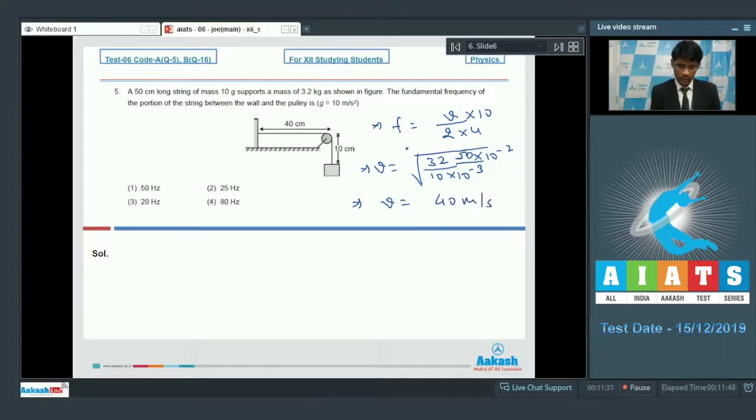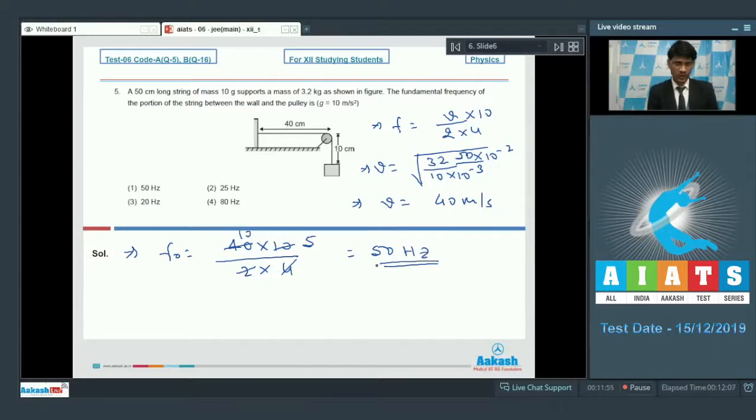Now just put this value here on this part. We are getting 40 into 10 divided by 2 into 4, so this is 10 and this is 5, that is 50 Hertz. That's the fundamental frequency here. So for question number 5, option 1 is the correct answer. Now let's proceed to question number 6.